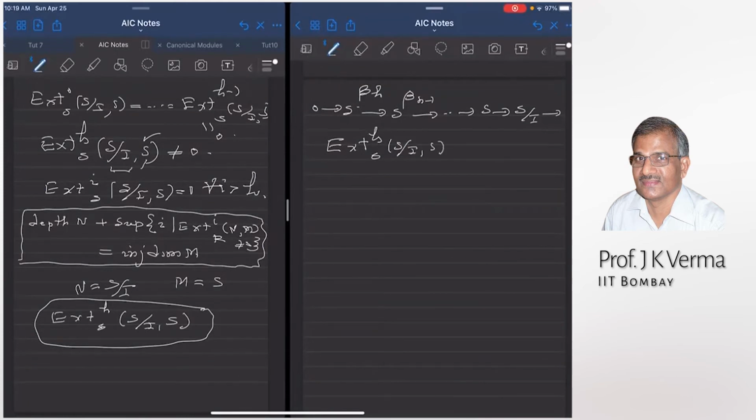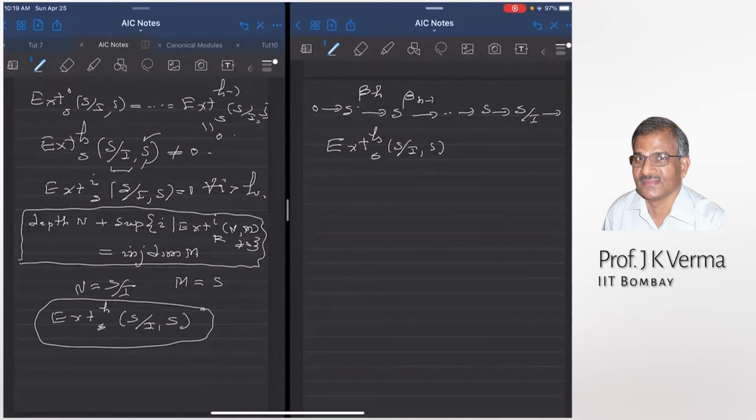So in order to calculate this Ext, I can take an injective resolution of S, which exists, right? What is the injective dimension of S? It is the dimension of S, right? The injective dimension of S is the dimension of S, because S is Gorenstein.